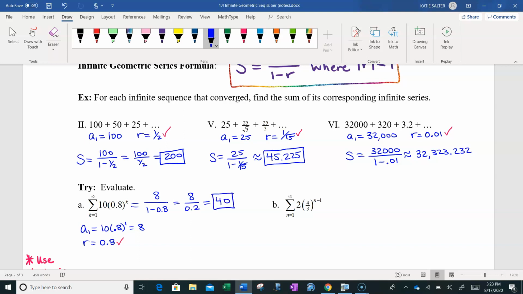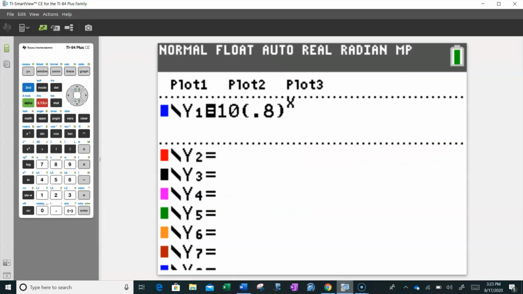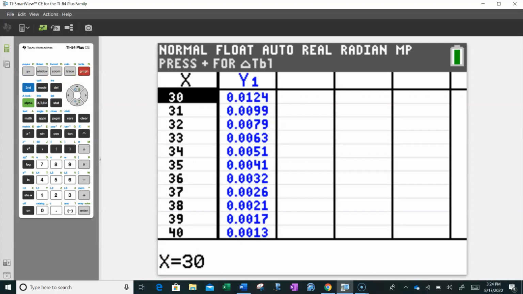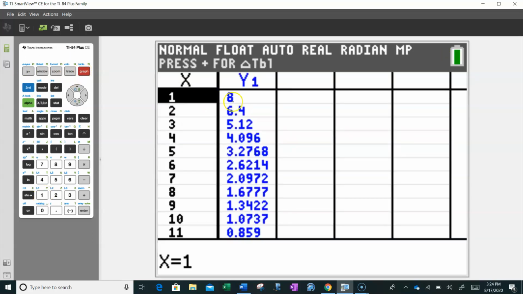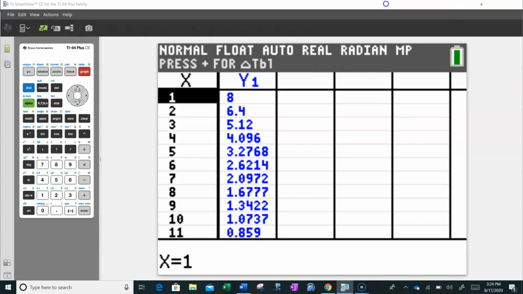Something you can also do, if you're using your calculator, is type in the general formula for finding the terms. So I could just type in here in the y1, 10 times 0.8 raised to the x, and then I could go to my table, and I would want to look, starting at the first term, since that's where it wants us to start, and you can see that the first term is 8. But be careful, sometimes it might say start where k is 4, or start where k is 0, so make sure you're getting that first term correct.